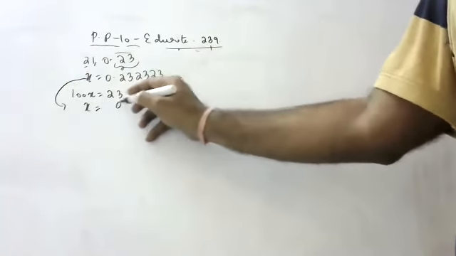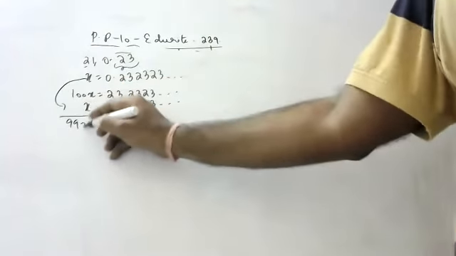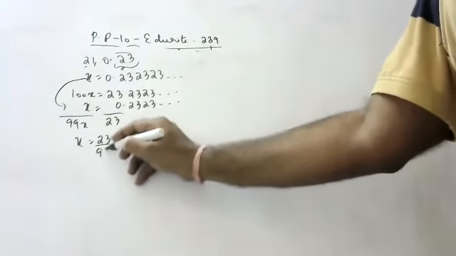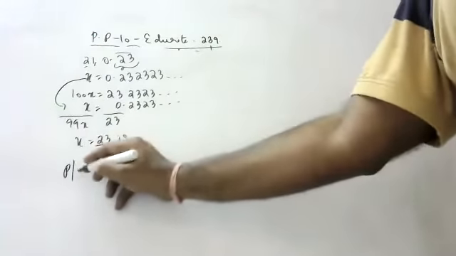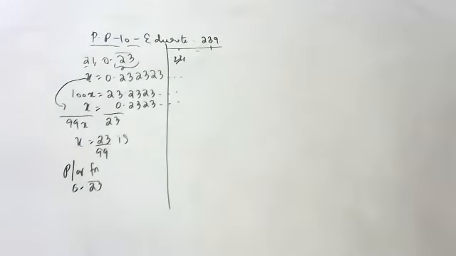x minus x, and 23.2323 minus 0.2323, gives 99x is equal to 23. So x is equal to 23 by 99. 23 by 99 is the p by q form of 0.23 bar. Go to the 22nd question.